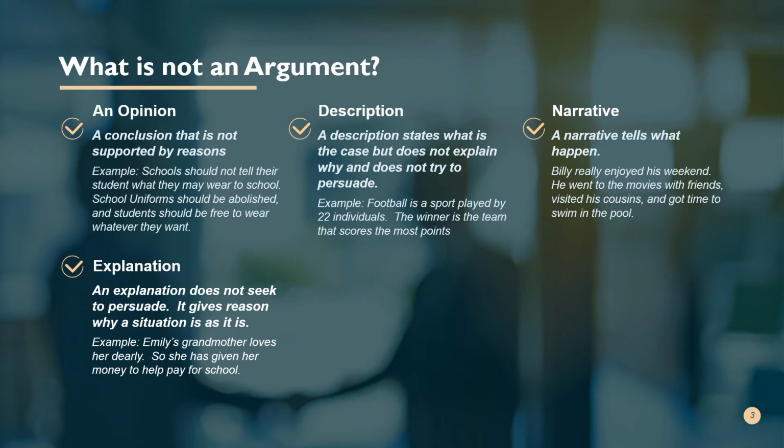The next thing is the idea of a narrative. A narrative tells what happened. You're basically just giving information. Billy really enjoyed his weekend. He went to the movies with his friends, visited his cousins, and got some time to swim in the pool. It seems like they're trying to convince you that Billy really enjoyed his weekend and giving you things to support that: movies, hanging out with his cousins, and swimming in the pool. But they're not trying to convince you. They're saying, hey, Billy had a good weekend. That's what happened, and these are the things that were part of that.